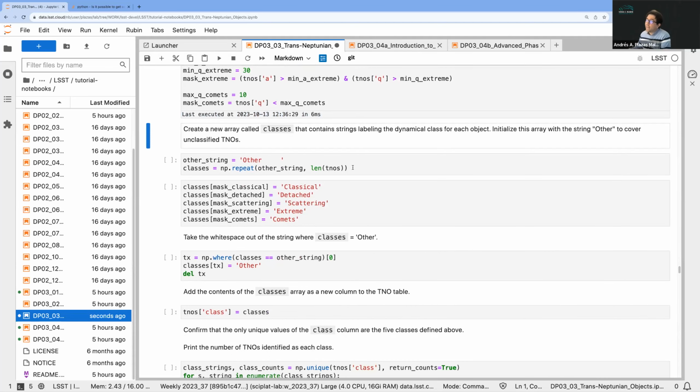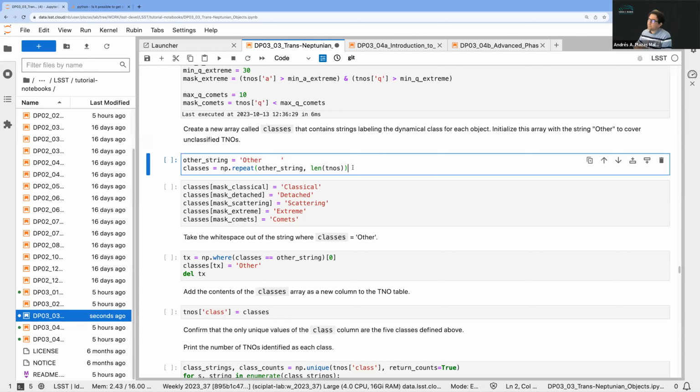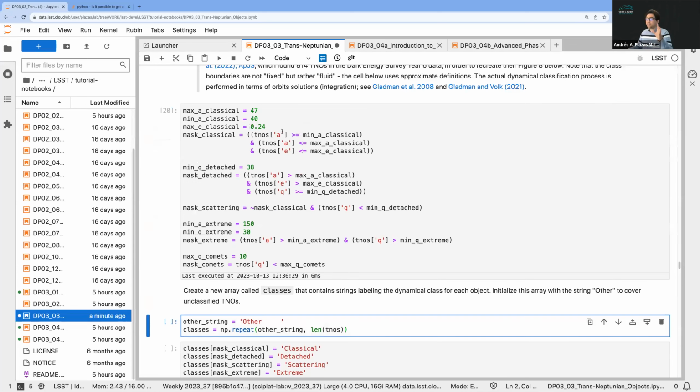Here I decided to add another column in the table that has the name, just a string that has the name of the class to which each particular object belongs. I initialize it with a blank string called other, because even after doing all these cuts, there are going to be objects that don't fall within that category.